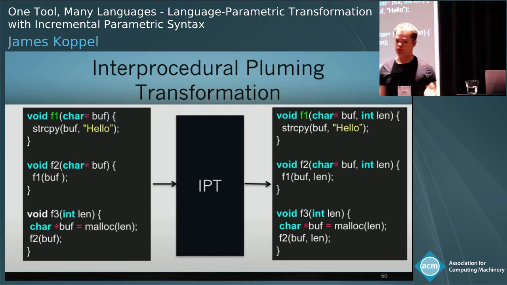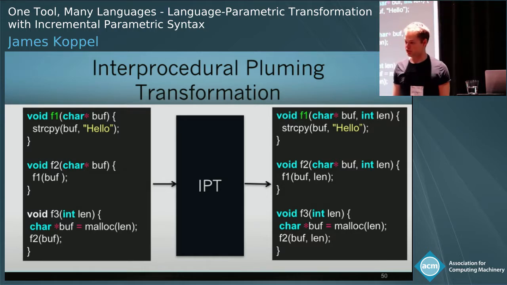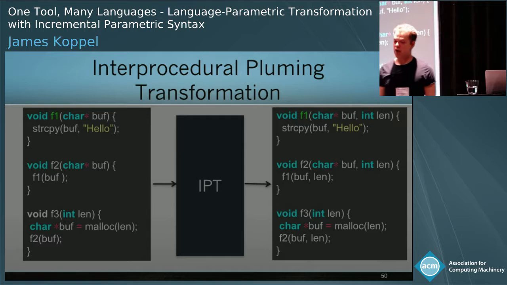So we've implemented this transformation of transitively adding parameters to functions. It's called the Interprocedural Plumbing transformation. It took us 40 hours to implement it for 5 languages simultaneously. That is one new tool for your favorite language every single day on average.